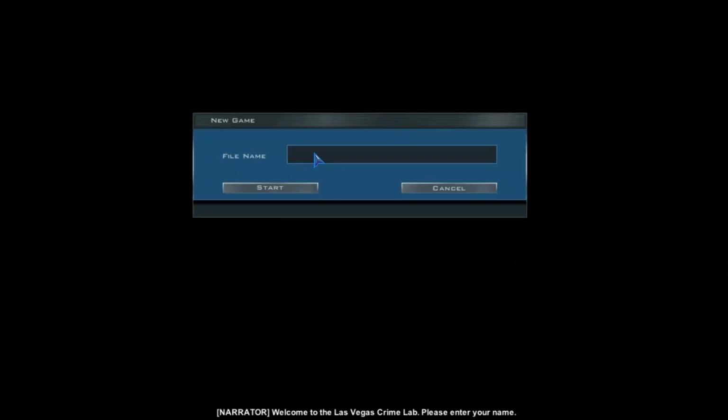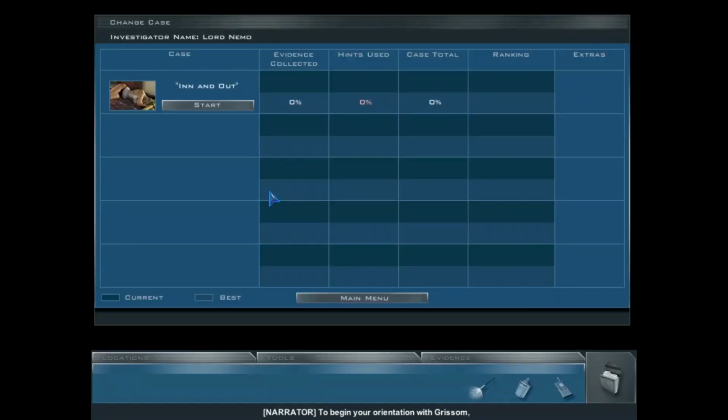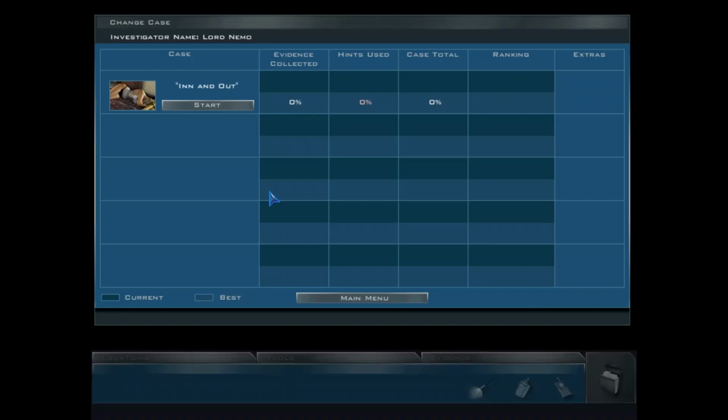Welcome to the Las Vegas Crime Lab. Please enter your name. To begin your orientation with Grissom, click on Start beneath the first case on the left.